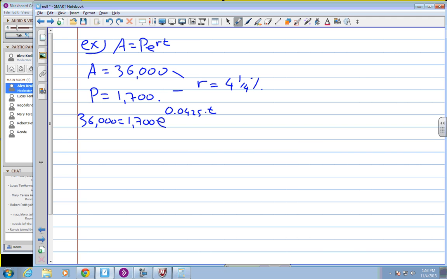Because look, first thing I'm going to do, I'm going to divide both sides by that 1,700. I want to isolate my e, which is just a number. Okay, it's that exponential.